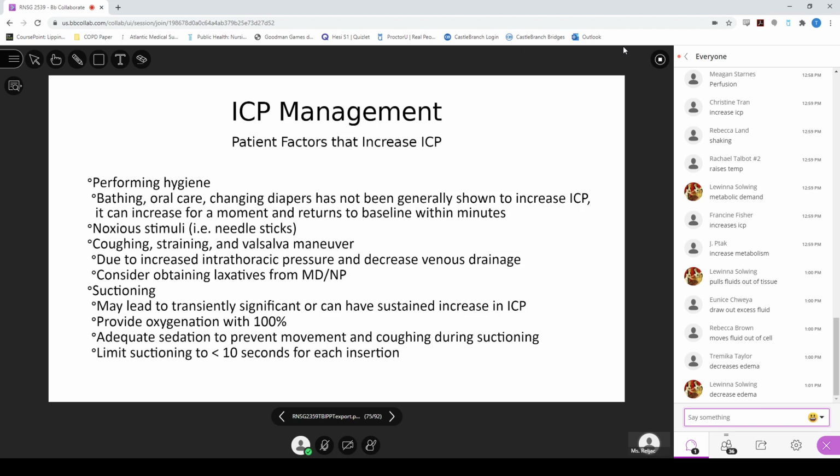Any of these, I'm not going to read them all to you. You know what they are. They're daily hygiene, noxious stimuli, coughing, straining, and suctioning. We went over these, they all increase ICP. Coughing and straining, the Valsalva maneuver, increase intrathoracic pressure and decrease venous drainage. So you need to think about laxatives for patients who have problems stooling. You want to eliminate any type of straining.